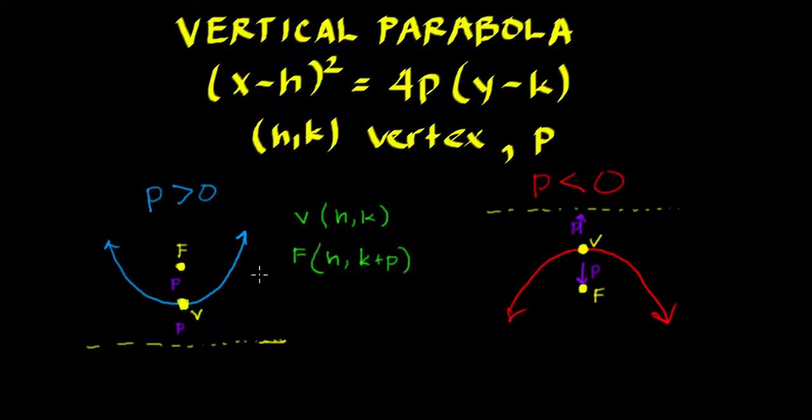Now, I'm not the type of student or type of teacher that actually uses these formulas, but I do write them down for individuals that find it very useful. So now you have these two points, h comma k, which is the vertex, and then h comma k plus p, which is going to be our focus.